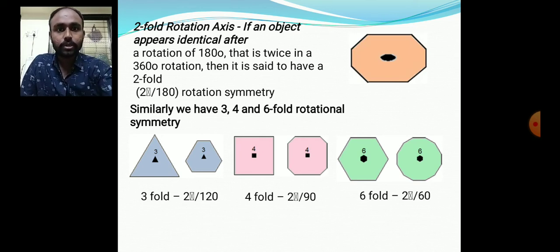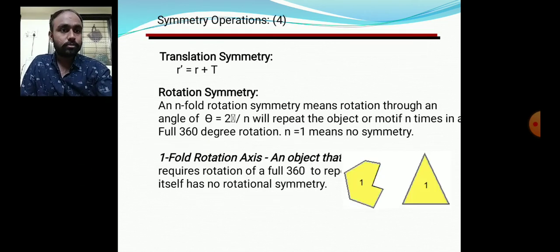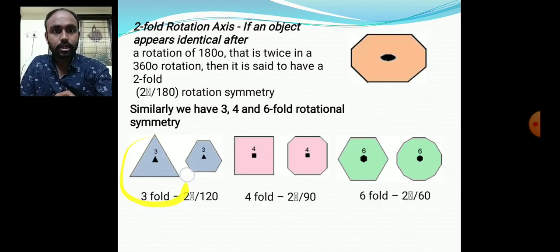Now see this particular example. This is the example of three-fold symmetry. This is an equilateral triangle. The first image was not an equilateral triangle, and that's why it possesses only one-fold symmetry. But here we have an equilateral triangle. Equilateral triangle means all three sides are exactly the same.